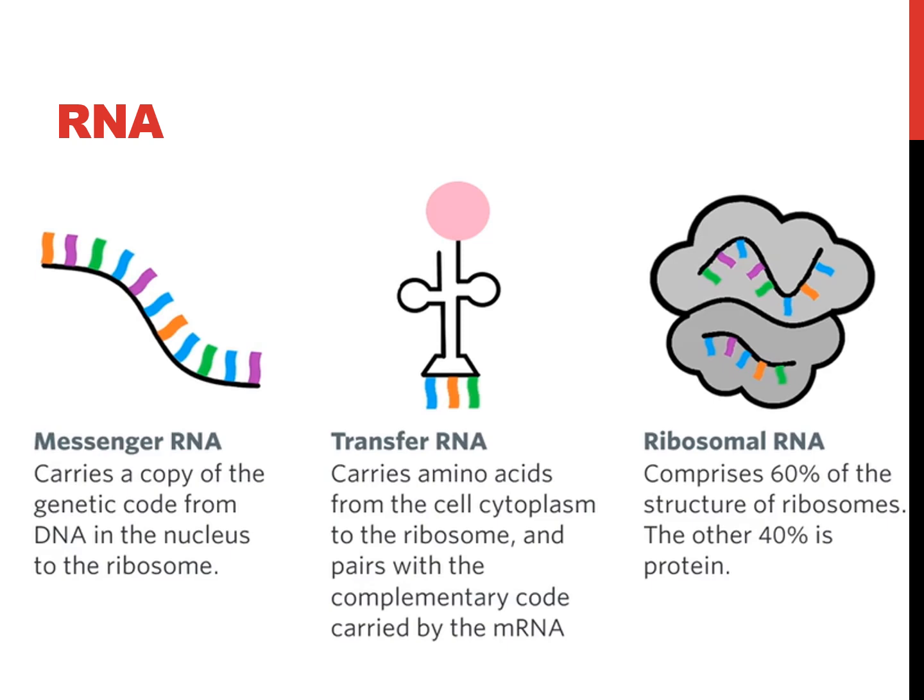Cool, so just recapping to finish the video up. We have mRNA, your messenger RNA, which carries a copy of the genetic code from DNA in the nucleus to the ribosome. We have transfer RNA, that T shape, so tRNA, and it carries this amino acid from the cell cytoplasm to the ribosome, which then in turn will get connected to the polypeptide. And lastly, we have the ribosomal RNA. As you can see, it runs through the ribosome. It comprises 60% of the structure of ribosomes. The other 40% is protein, so amino acid sequences, polypeptides. So mRNA, tRNA, rRNA.